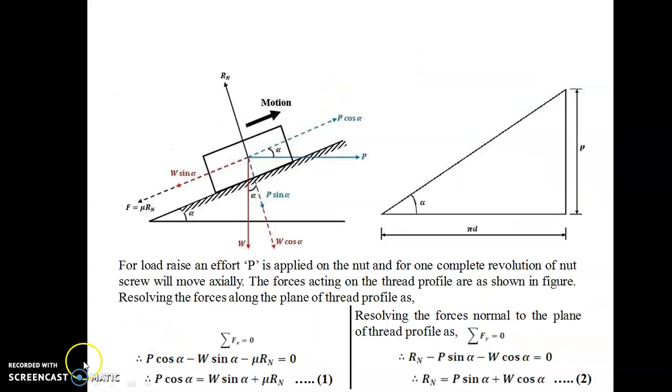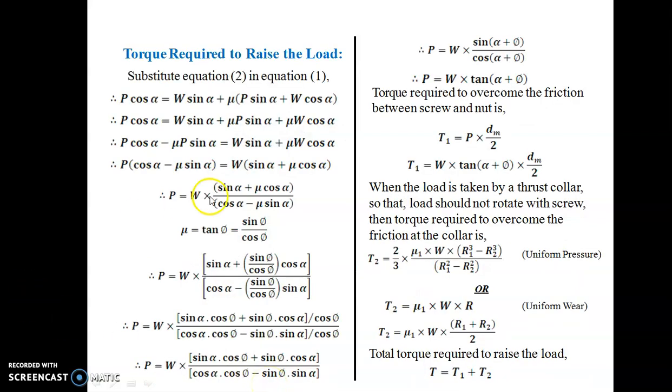You can see here P cos alpha is W sin alpha plus mu Rn. You have to just put the value of Rn in equation 1. So after putting this value, P cos alpha is W sin alpha plus mu Rn, where Rn is P sin alpha plus W cos alpha. So P cos alpha is W sin alpha plus mu P sin alpha plus mu W cos alpha.